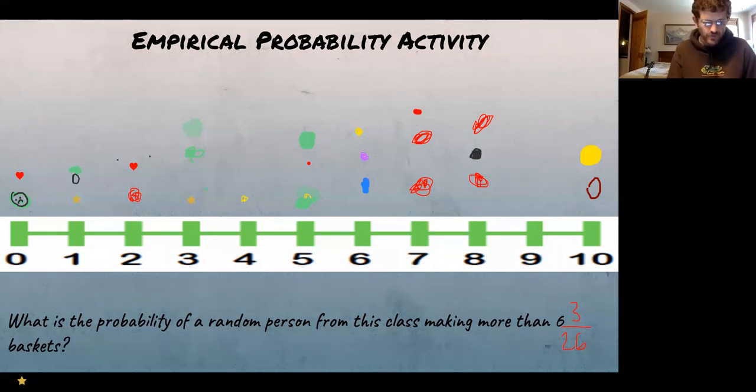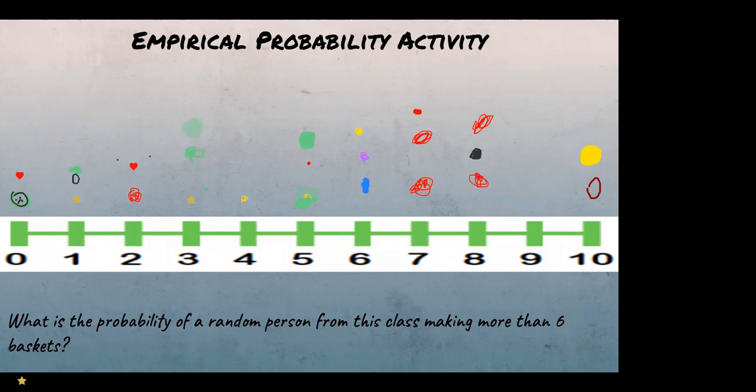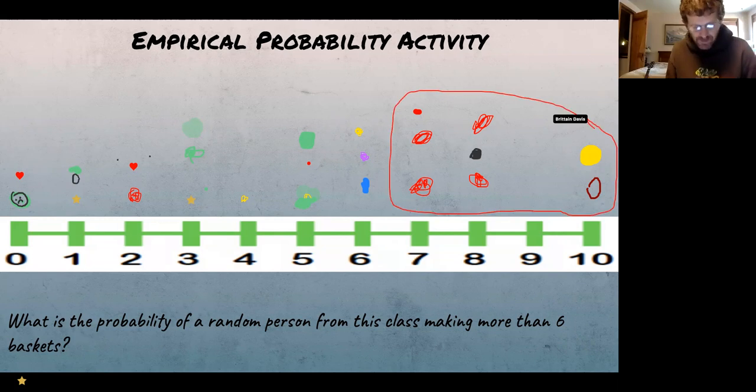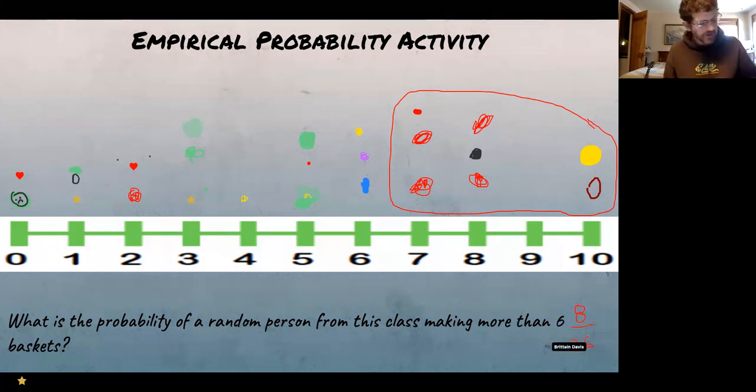So what do we do for this one? Add all the data points that are more than 6. Okay. So these are all my data points that are more than 6. And let's see, we've got 8. See, 8 out of 26.